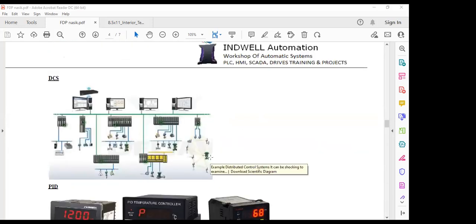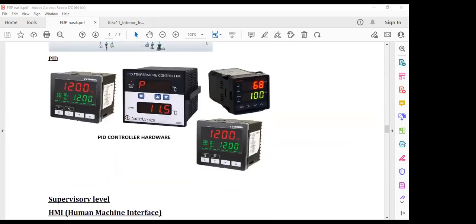In controller part, in controller level, we can have DCS also. Nowadays we have DCS also, distributed control system. But if you understand PLC, DCS is very easy to understand. Then PID is also a controller. PID, proportional integral derivative controller. Proportional, integration and derivation we have there. So PID, let me tell you about this.